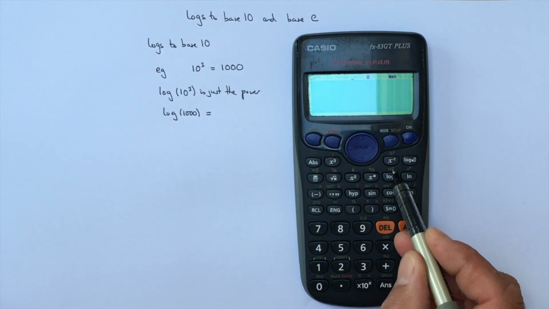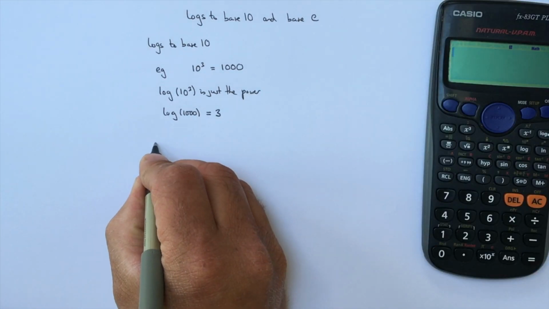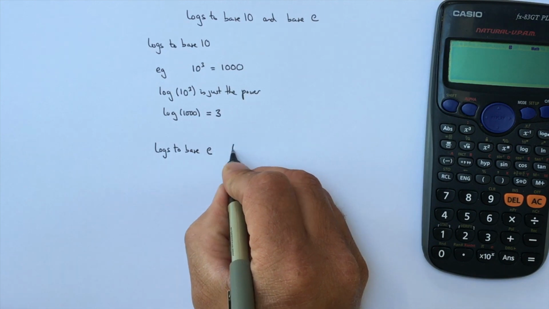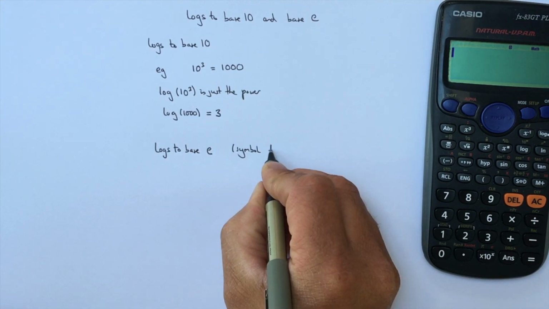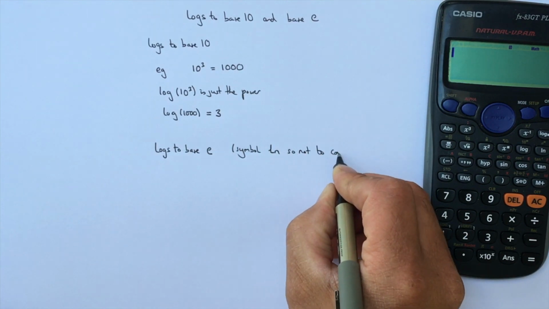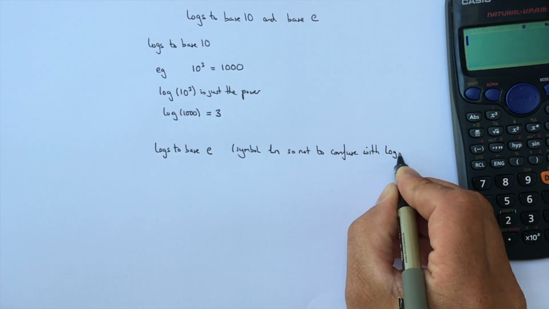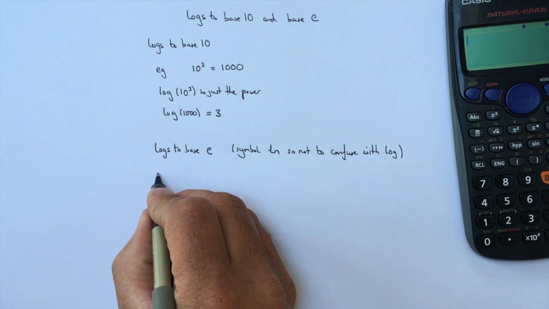So you can see that log to the 1000 is just 3. So what about logs to the base e? When taking logs to the base e, we give the symbol ln, so as not to confuse it with log, which is logs to the base 10, rather than log to the base e. So what is the value of e?